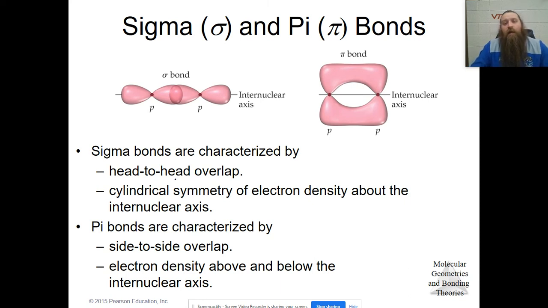Pi bonds are side-to-side overlap. So they're not running through the internuclear axis, right? So here is the internuclear axis. It's an imaginary line running between the 2 nuclei. And instead of lining up head to head, they are above and below, or side to side. So this is often how we draw it for a pi bond, but this is really what we're looking at. If this is my internuclear axis, there's my nuclei. I have p orbitals that are above and below. This is where I'm going to get side-to-side interaction.